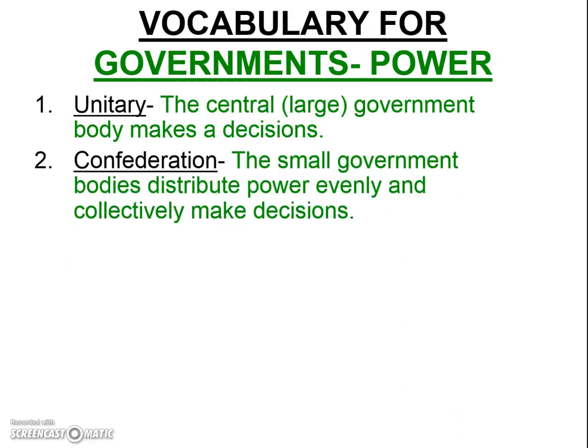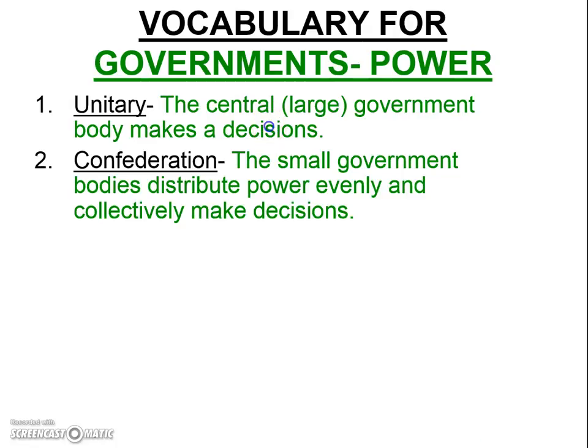The second type is called a confederation. Now, a confederation is almost like the reverse of a unitary. In a confederation, the small government bodies distribute power evenly and collectively make decisions. Basically, the small government bodies have predominant power over a very, very weak central large government body, which means all of the decisions that come down from the top, the large government, started at the smaller bodies first, and then they came up with a collective decision, and then the larger government body just kind of carries it out.